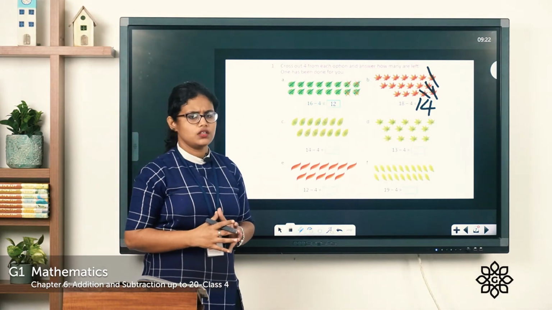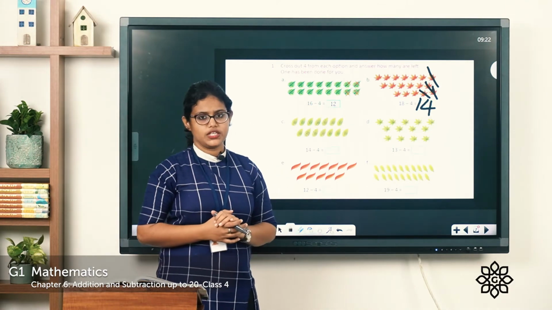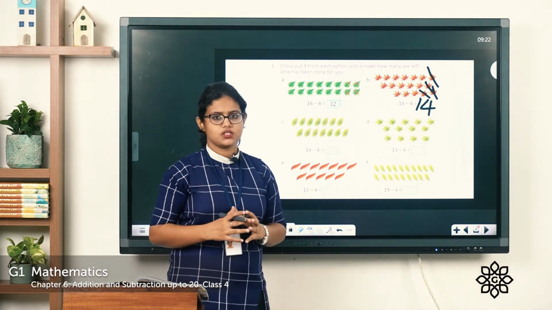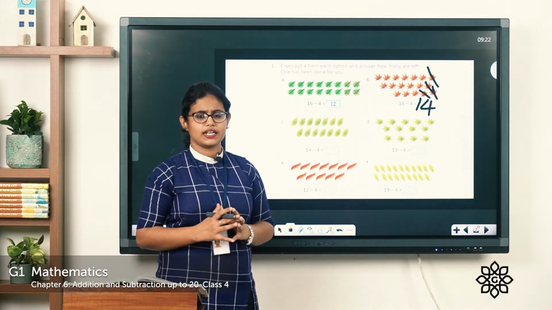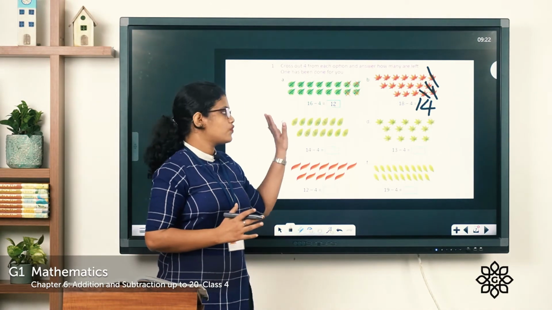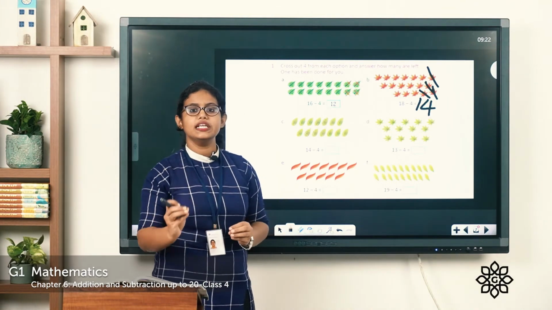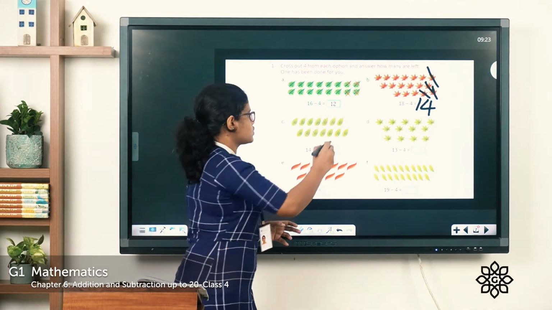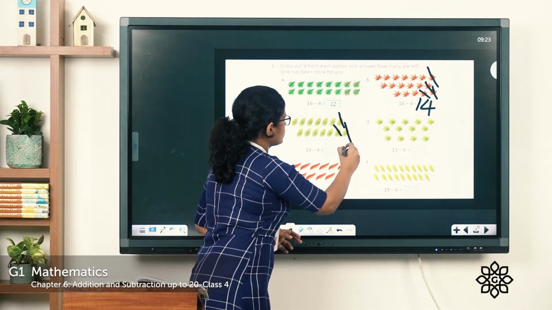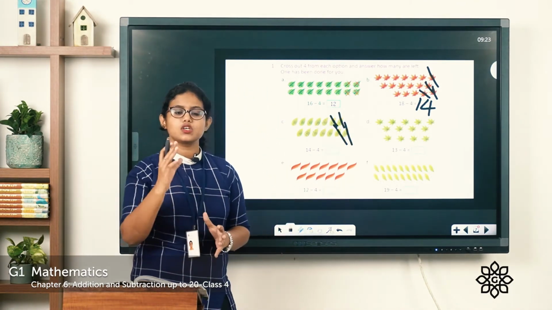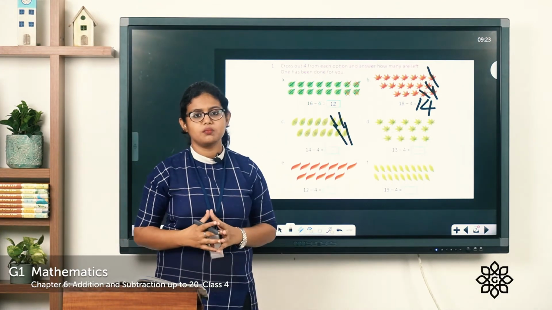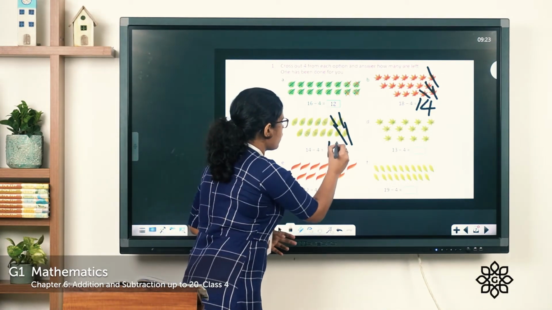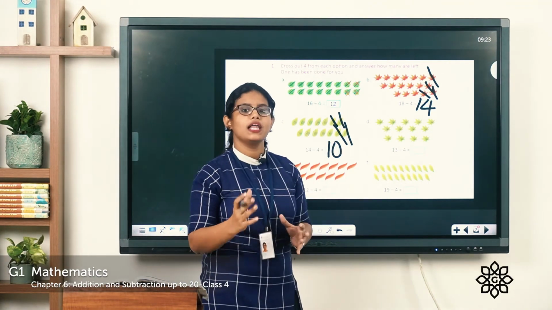Let's do the next one. Here also you can see a group of leaves. What do you need to do first? You need to count the number of leaves. There are 14. And what do you need to do? You need to cut 4 leaves. 1, 2, 3, 4. Then count and see how many are remaining. 10. So what is 14 minus 4? 14 minus 4 equals 10.